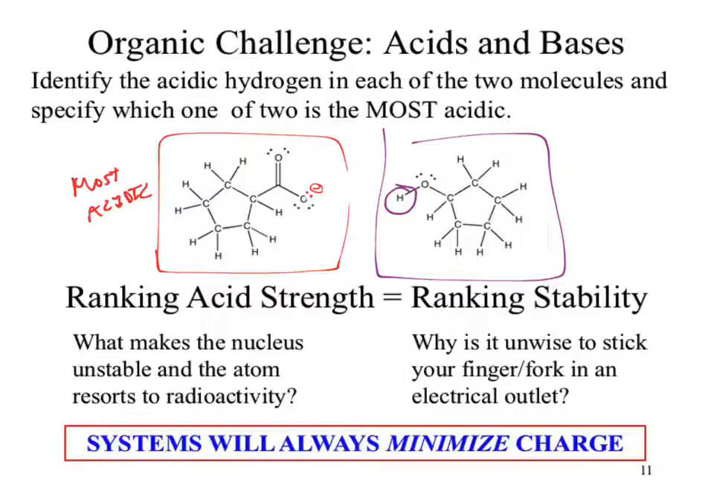If we remove that hydrogen, where do the electrons in that bond go? To the carbon, making the carbon negatively charged. What does the very last thing on this slide say? Systems will always minimize charge. If I'm looking at acidity, I remove the hydrogen and I'm left with a charged structure. Where is the charge most minimal? On the oxygen or on the carbon? Oxygen, because most electronegative.